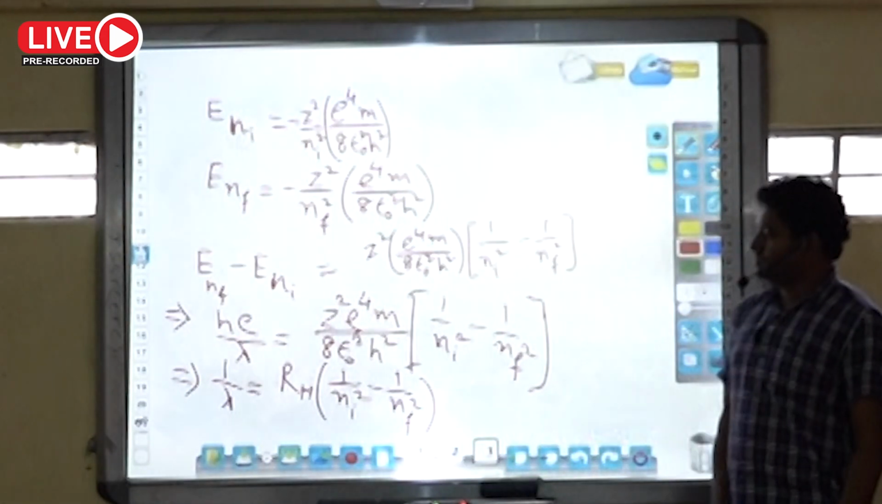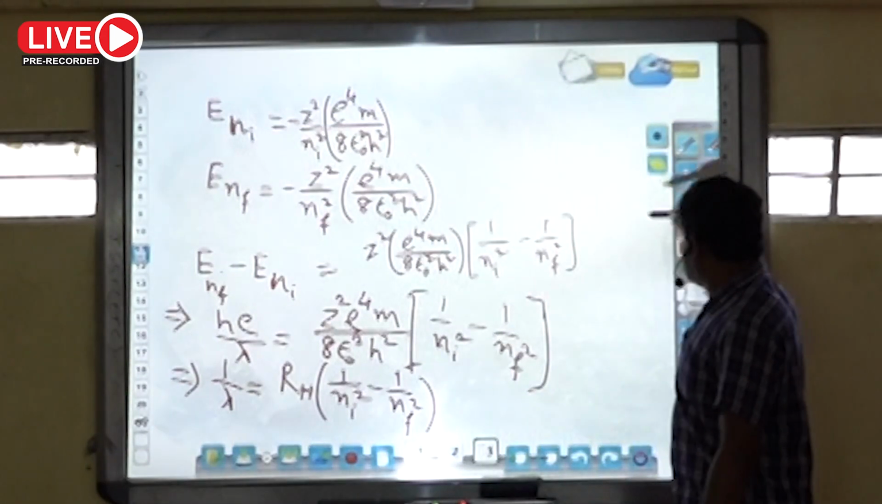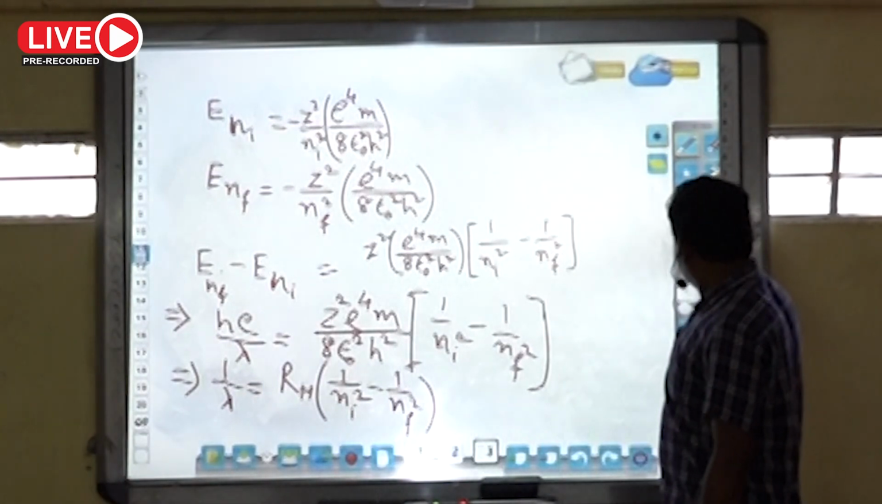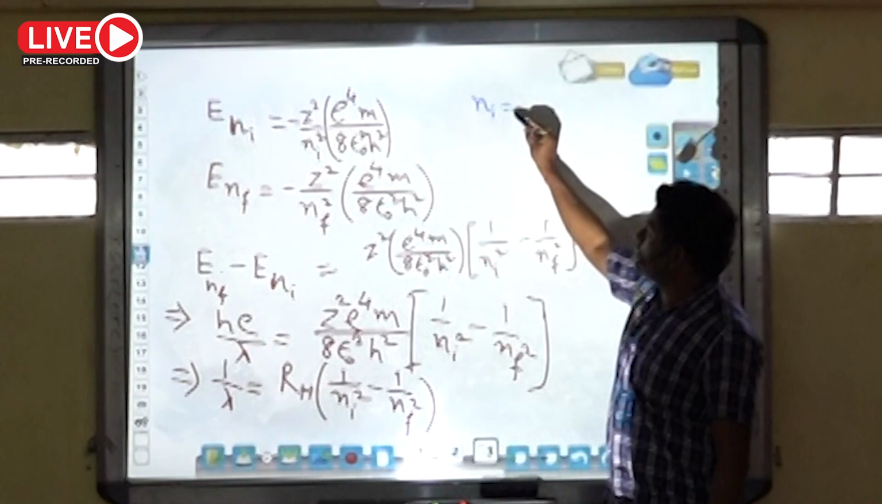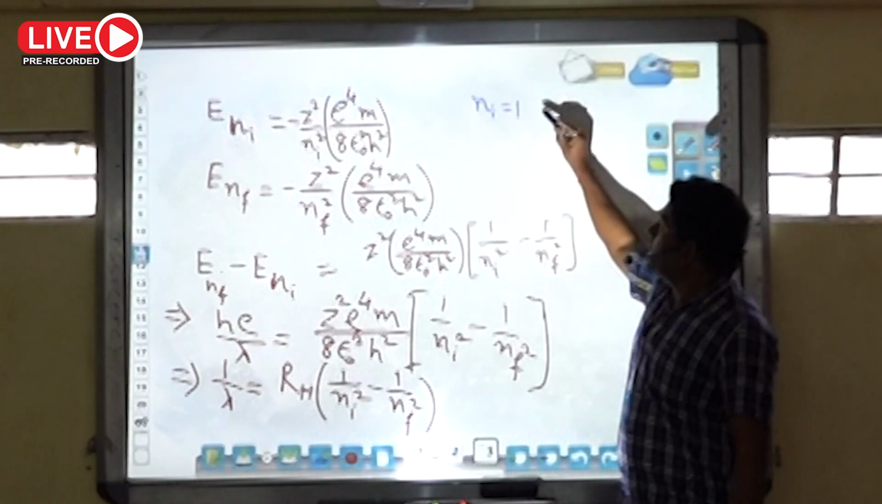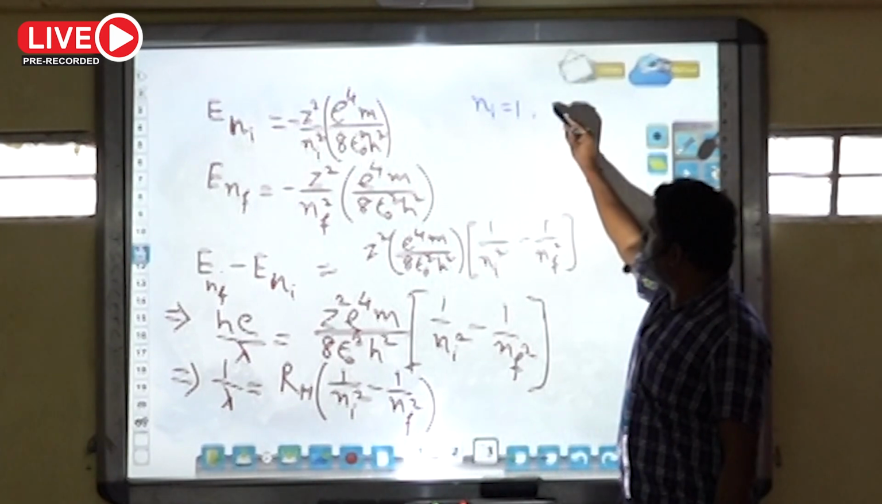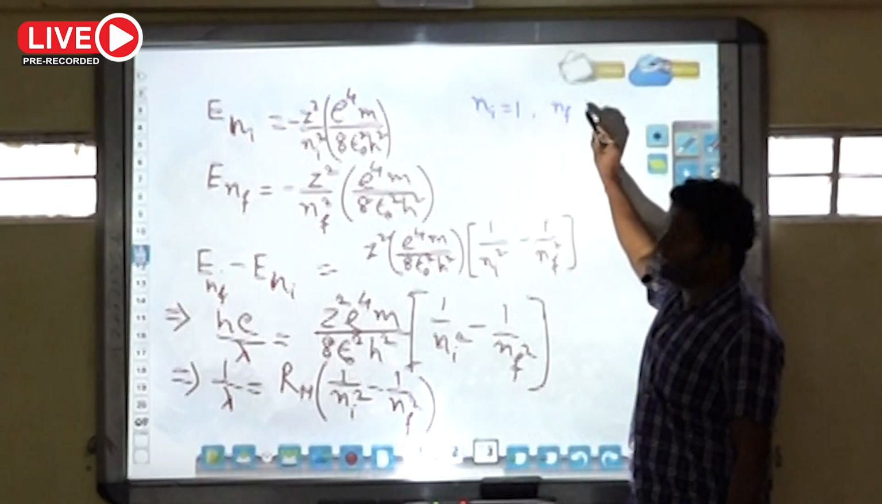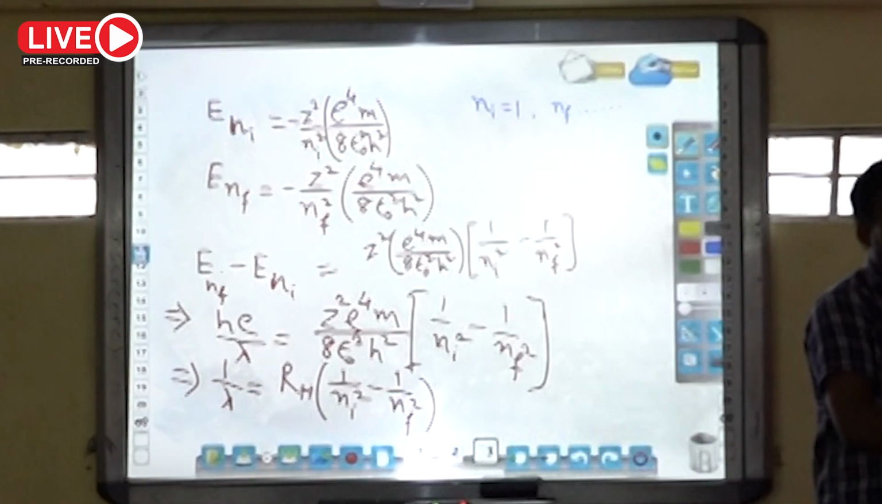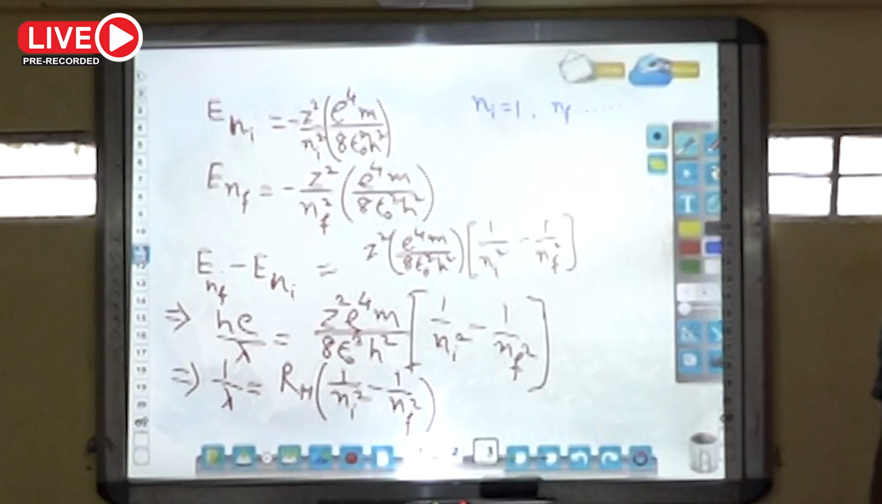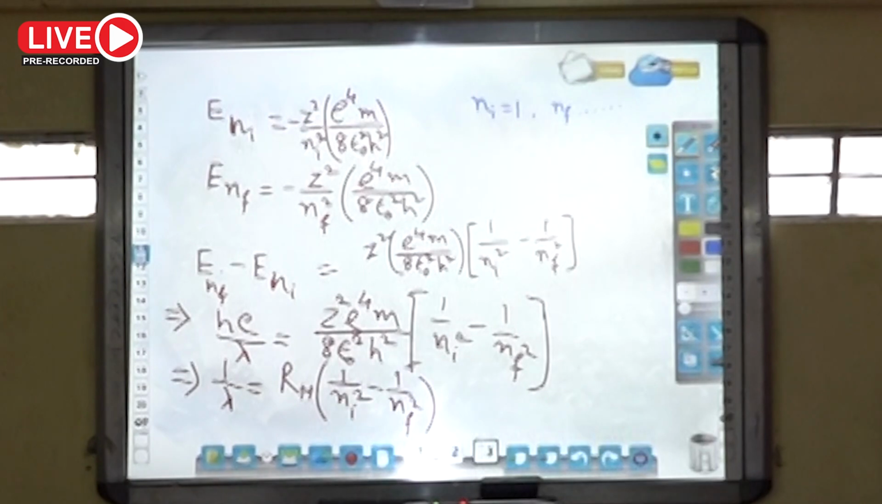Okay. Now, in this case, if we consider that Ni equals 1, then from Ni equal to 1, Nf can be anywhere. Ni equal to 1 we consider, and Nf is the final location. So from any particular orbit, it can go up to infinity.